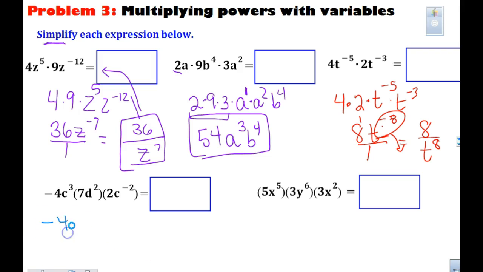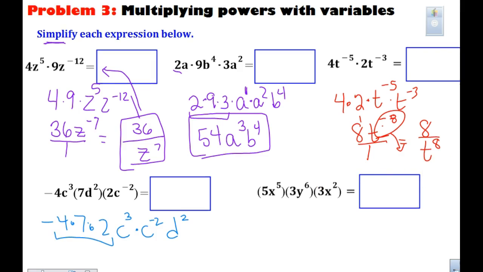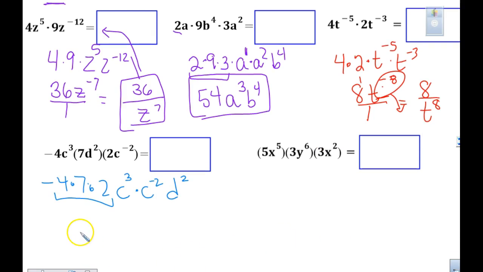So, help me out, start us. Negative 4 times 7 times 2. And then we are going to continue as we are writing that, Sam, with what else? Okay, c to what power? C to the third, and then c to the negative 2, and then we got d to the second. All right, so Rowan, we're going to do some multiplying. 4 times 7 times 2.